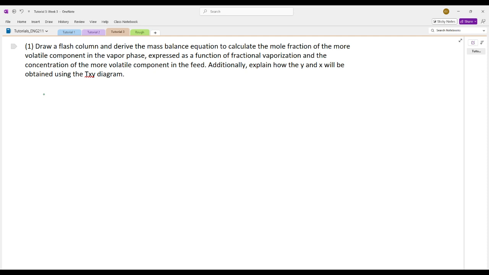The first one is: draw a flash column. This is a purely theoretical question. It's not even mathematical, there is no mathematics involved. All you're going to do is some derivation. What I asked is to draw a flash column and derive the mass balance equation.